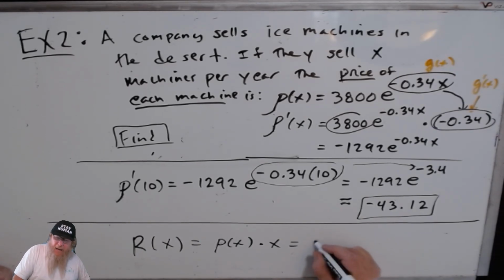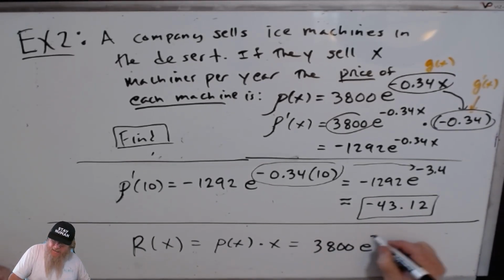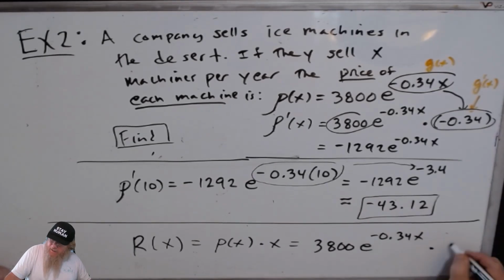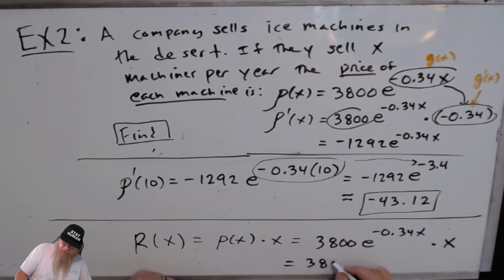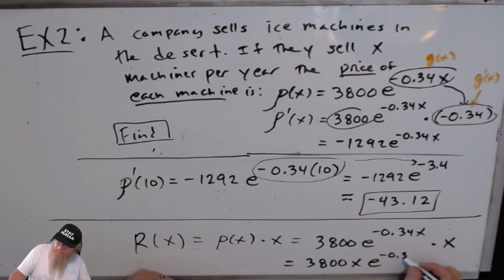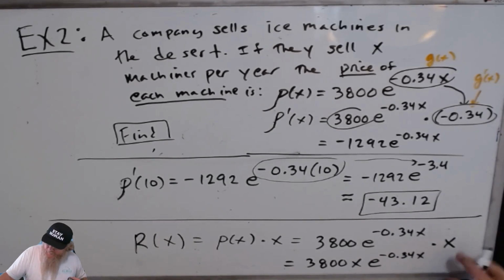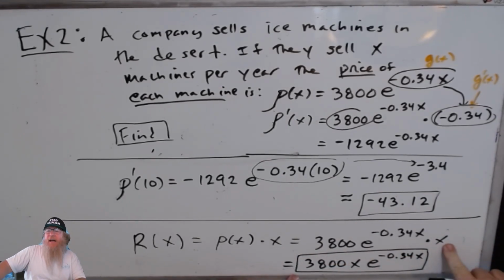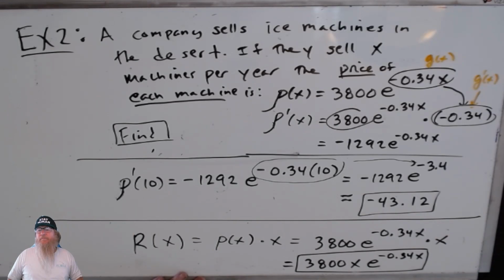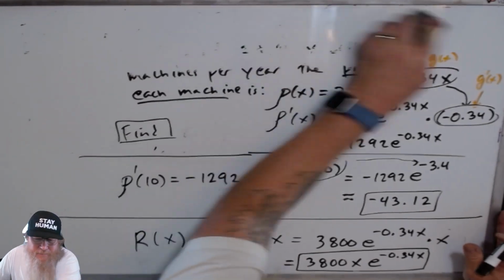So we're going to multiply 3,800 e to the negative 0.34x times an additional x. Typically, we just put the x with the 3,800. You could leave it off on the side like that if you choose. I don't choose to do that. I like to put this x in front of the e with the 3,800. So that's our revenue function.